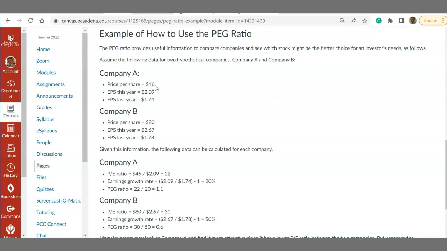Assume company A has a price per share of 46 bucks at this moment. Earning per share this year is $2.09. Okay, so earning per share last year was $1.74. As you see, company A has increased in earning per share. Very good. Company B has a stock price of $80. Earning per share this year is $2.67. Last year was $1.78.